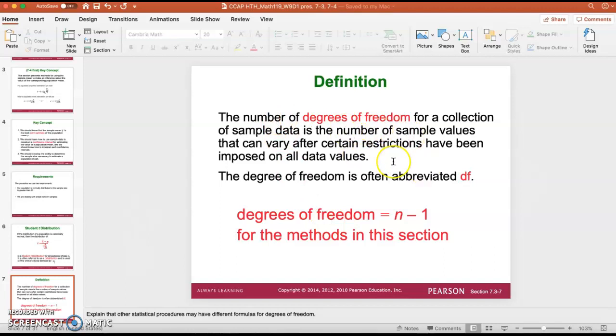This definition might sound a little bit strange, saying the number of sample values that can vary after certain restrictions have been imposed. Say, for example, you want to find the mean of 4 test scores, and you want the mean to be a certain number. You can make the first 3 numbers anything you want. Then you'd have to make the 4th one something specific in order to get the mean that you want. That's kind of what it means by sample values can vary after certain restrictions. So you need just one of them to be a certain value. That's why the degrees of freedom is n minus 1.